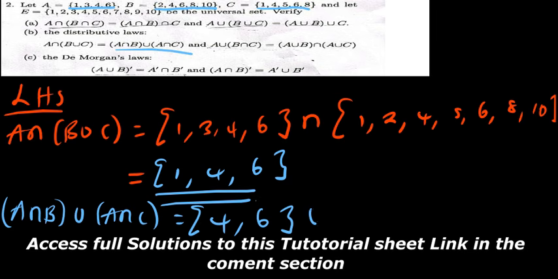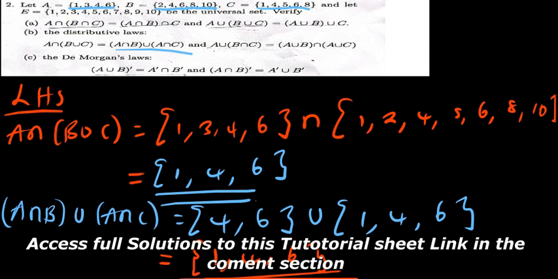Then I write union. Then what of A intersection C? In A, 1 is found there, 1. Then what else? 3 no, 4 is there, then also 6. So union, we are just writing everything to be together, so that will be 1 4 6. So this is my answer. You can clearly see that the left hand side and the right hand side, they are the same, hence verified.